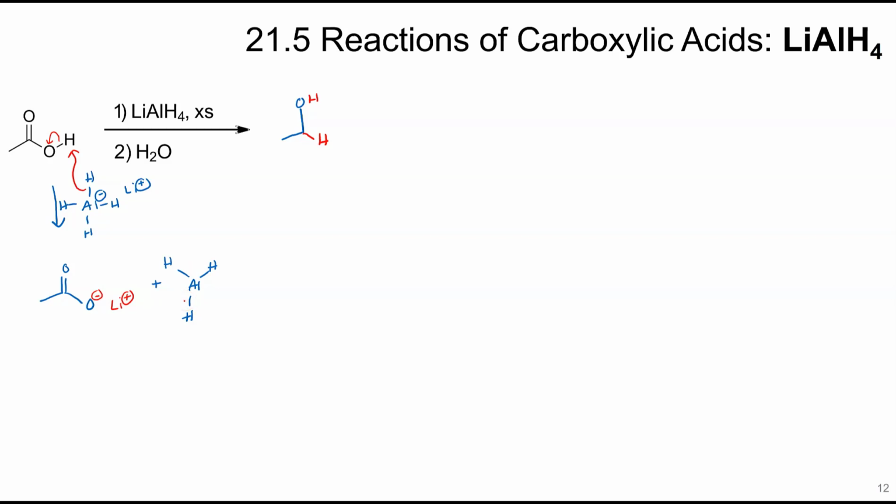And then one of these H's can now attack this carbonyl, and these electrons are going to form a bond with aluminum. We have AlH2, the hydrogen that was added. This is a leaving group, so that can leave. These electrons are going to go down to form that carbonyl, and this gets kicked off. And then we get the aldehyde.